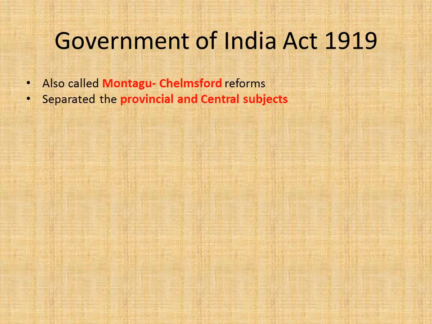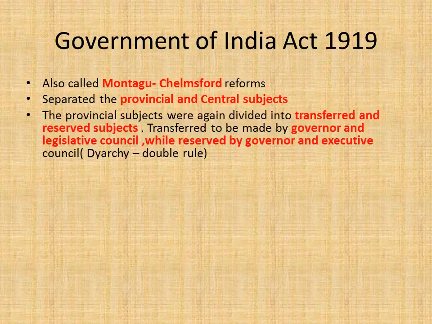Now this separated the provincial and central subjects. So there were some items on which provinces could make rules, and some items on which the center could make rules. But remember here that no concurrent subject was given. So remember this, that in the Act of 1919 only the separation of provincial and central subjects was done.